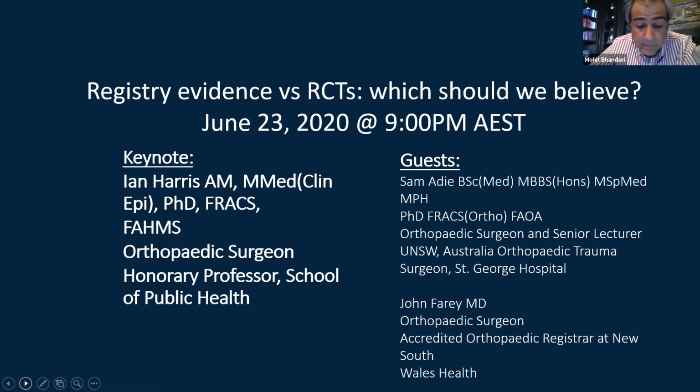The session will cover how we can generate causal assumptions from observational evidence, and we'll describe many of the traps that we fall into when interpreting evidence from both sources. Specifically, we will talk about contrasting evidence for bipolar versus unipolar hemiarthroplasty for hip fractures, and we'll provide broader examples of where evidence from these two sources has differed in the past.